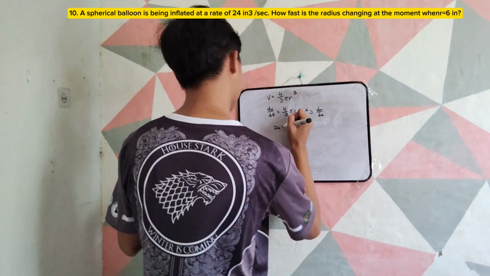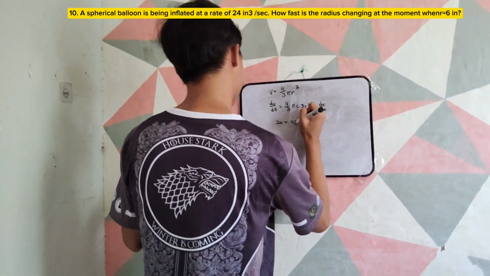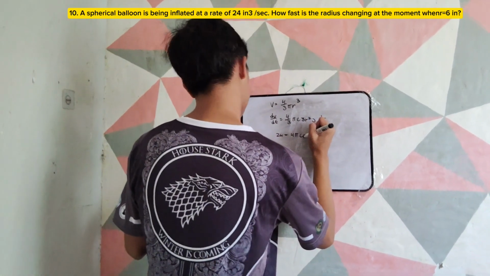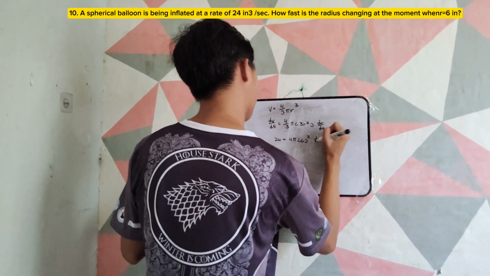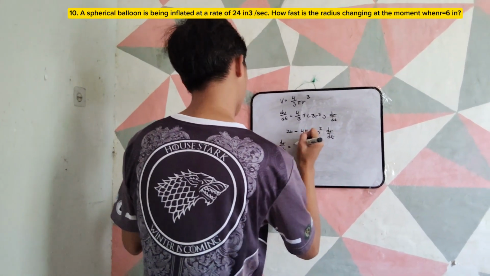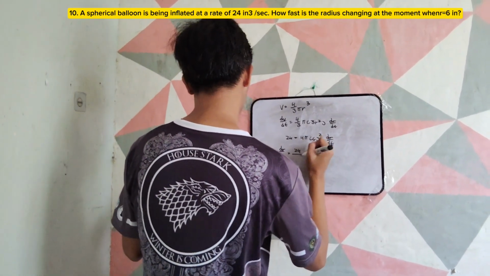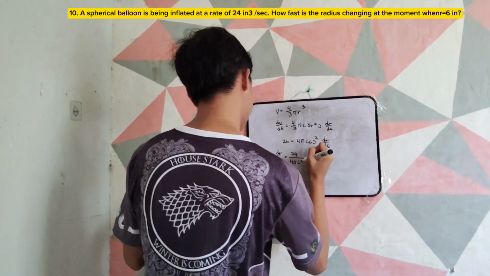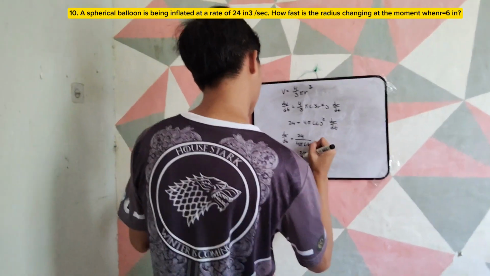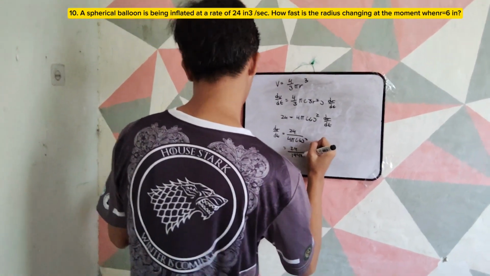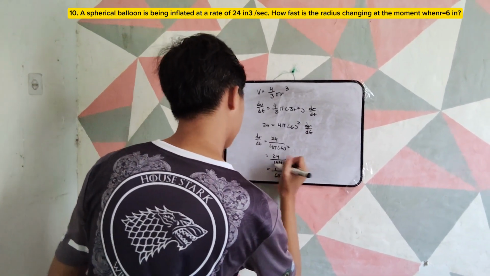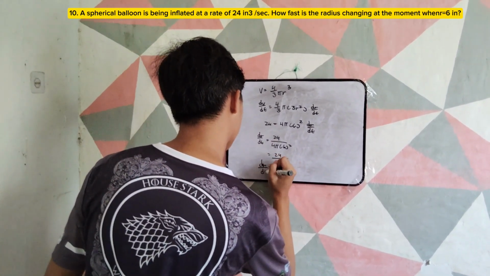So 24, the dv over dt, is equal to 4 pi times 6 squared times dr over dt. So therefore, the dr over dt will be equal to 24 over (4 pi times 6 squared), which is equal to 24 over 144 pi, or will be equal to 1 over 6 pi. So this will be our final answer.